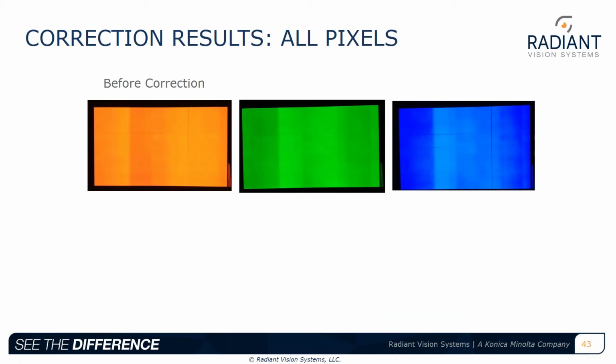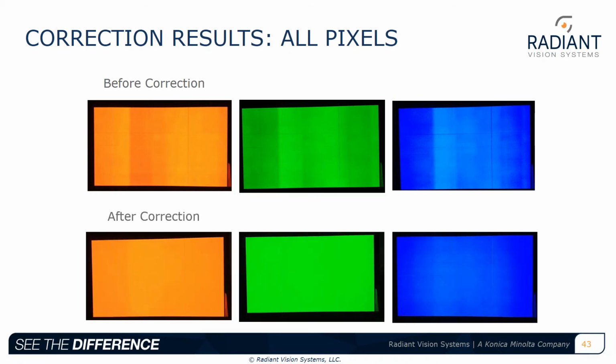Finally, here's another example for a large format OLED TV. Here there's strong vertical banding as well as some line defects. Vertical line defects that we can see towards the right third of the display. Again, after correction, we were able to remove these effects.